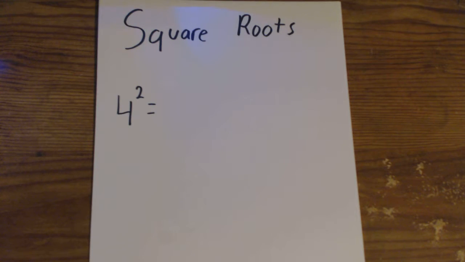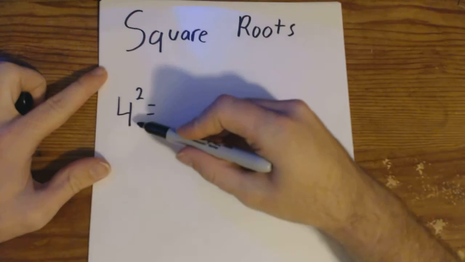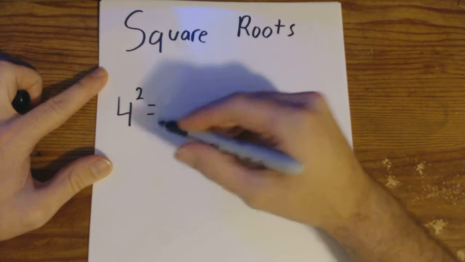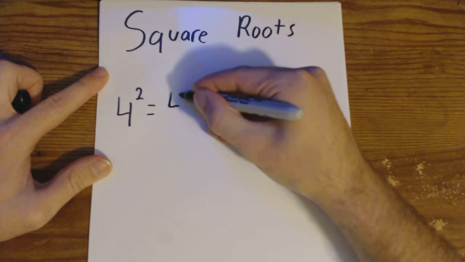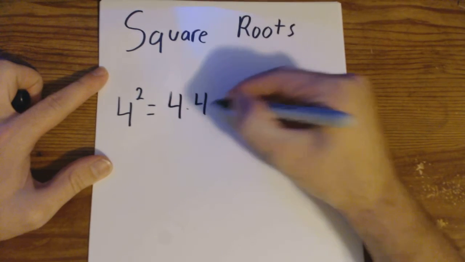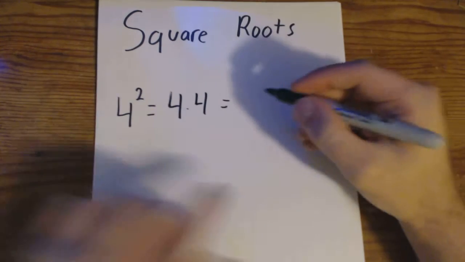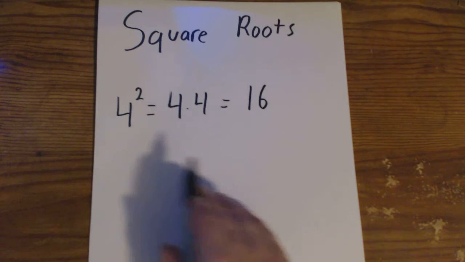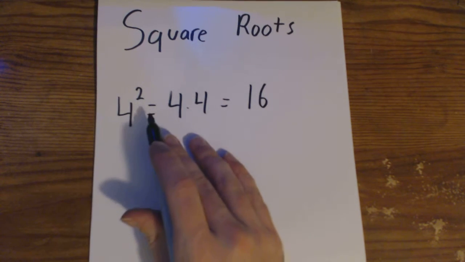Today we're going to talk about square roots. Before we even talk about square roots, we're going to go over a little bit of basics, some things we already know. This is 4 to the second power, or we would say 4 squared. We could represent this as 4 times 4, or we could evaluate it and say that it is equal to 16. We already know this: 4 to the second power, we call it 4 squared.